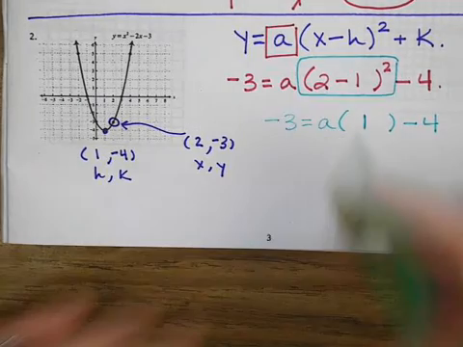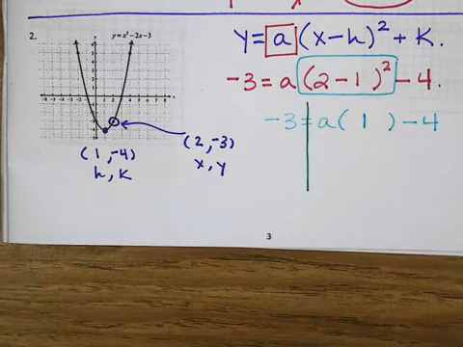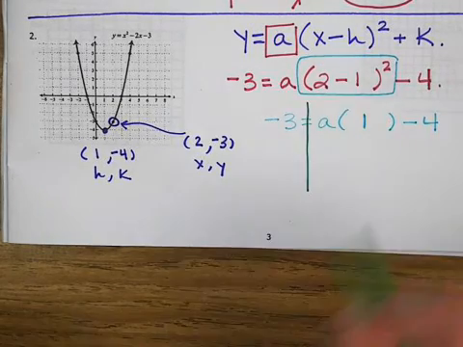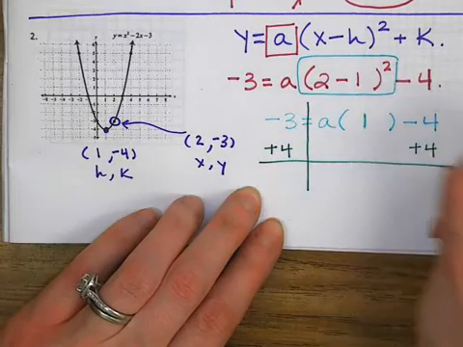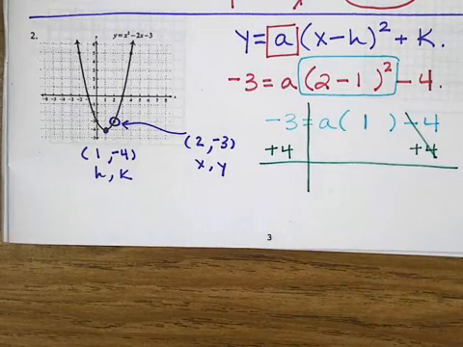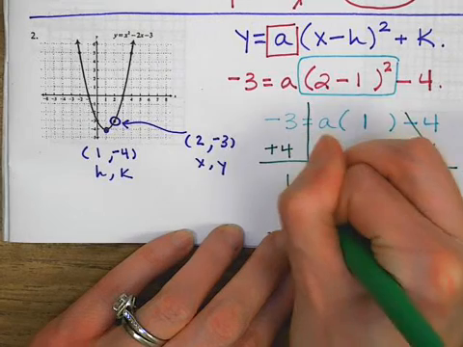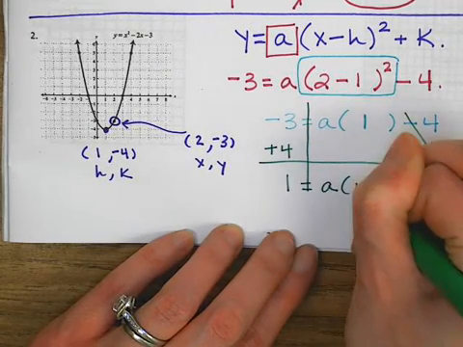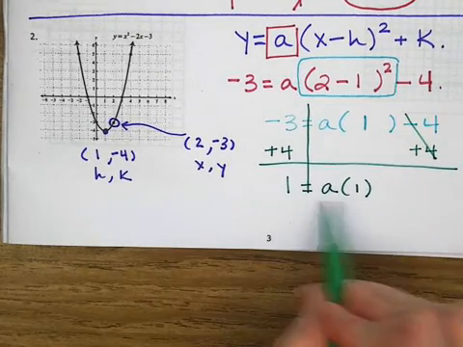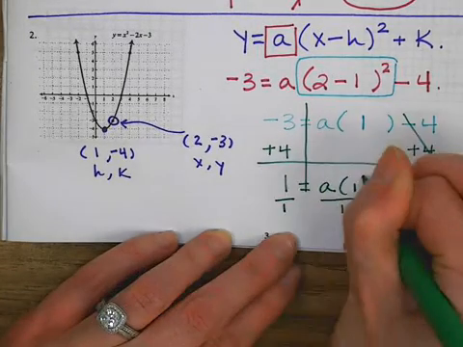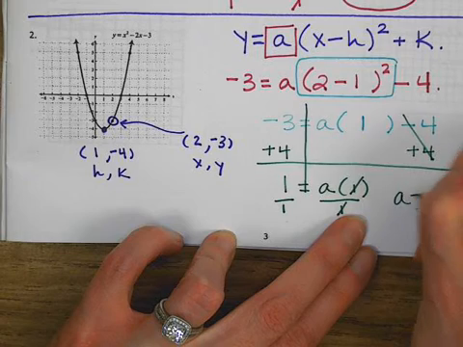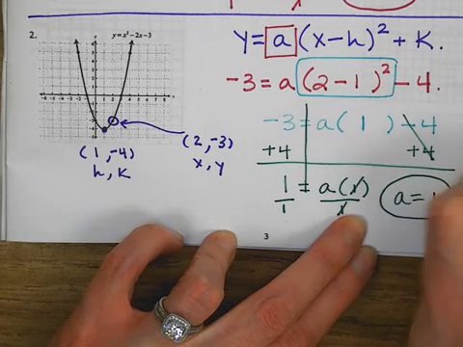And then let's draw the wall and let's try to solve for a. So we're going to have to add the 4 to both sides, right, to isolate the a. Negative 3 plus 4 is 1 equals a times 1. But again, who cares, because dividing by 1 doesn't matter. But if it was anything else but 1, you would have to do it. And it looks like a is 1.